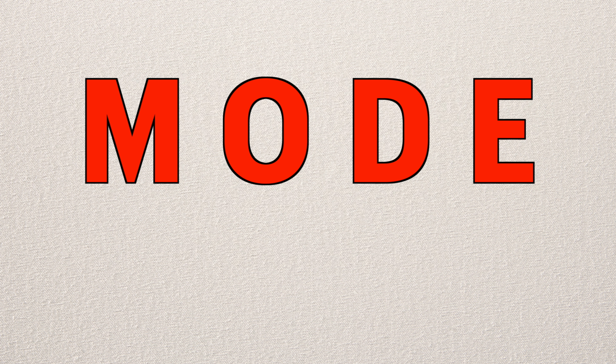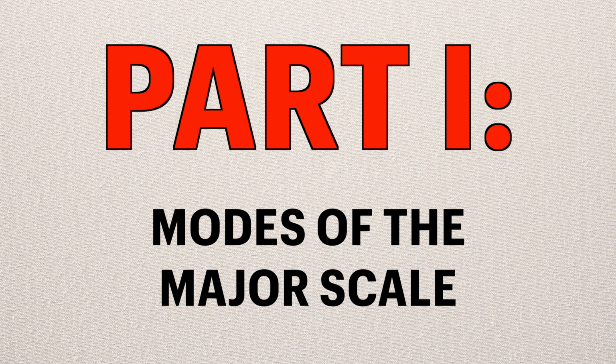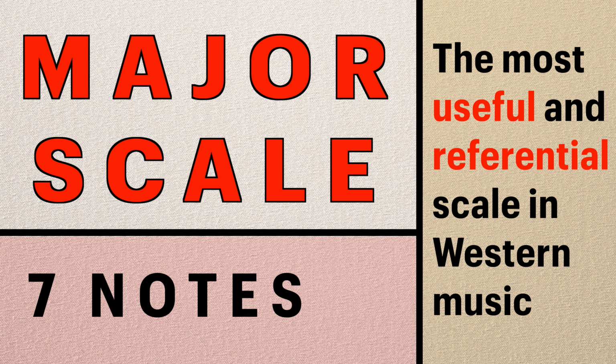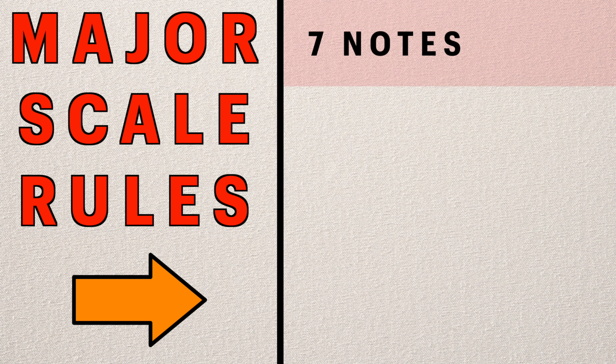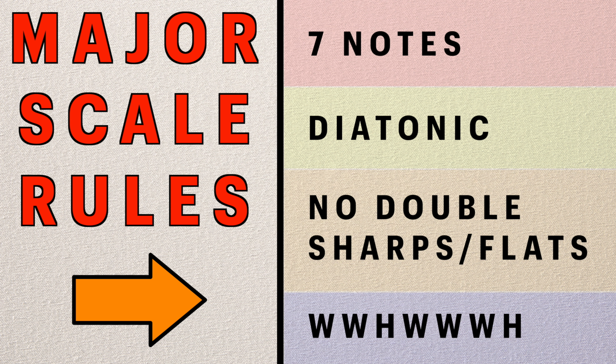A mode is basically when you take a regular scale and you change the root to a different note in that same sequence. First, I'm going to talk about the modes of the major scale. The major scale is the most useful and referential scale in Western music, and it consists of 7 notes. The 7 notes in this scale are diatonic, which means there's only one of each letter in the musical alphabet. On top of that, there are no double sharps or flats in this scale, and there's a specific pattern of whole steps and half steps seen here.